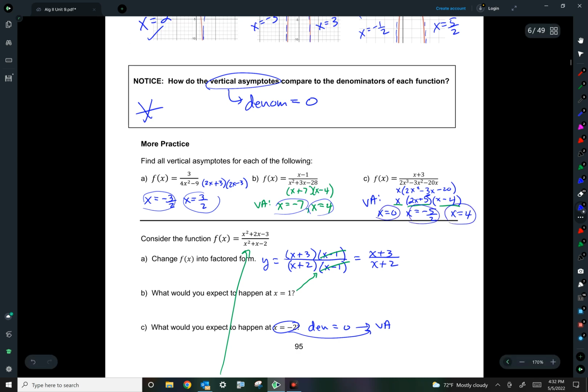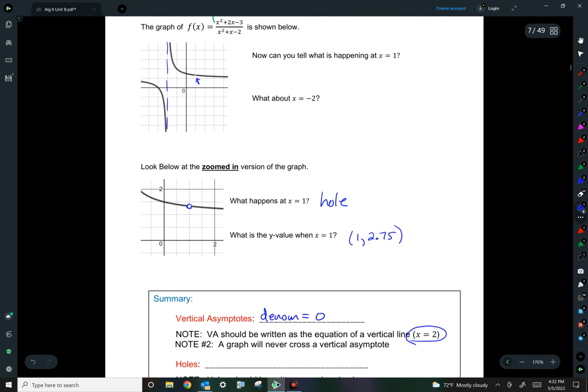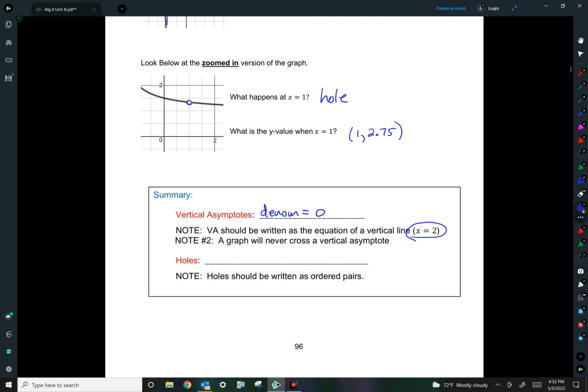Why? Because that's what the equation of a vertical line looks like, right? Don't all vertical lines have x equals some number? Okay. And then I just made a point. A graph is never going to cross the vertical asymptote.